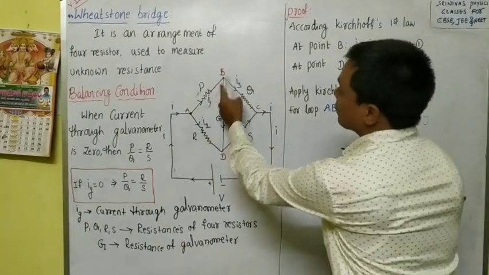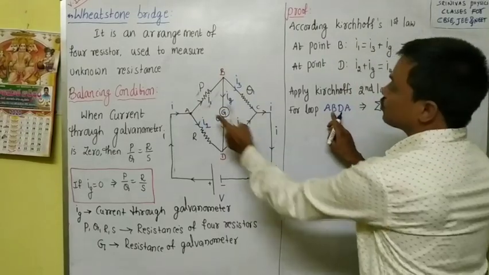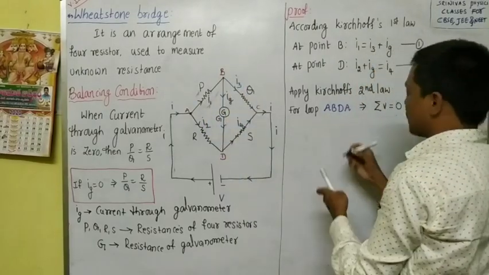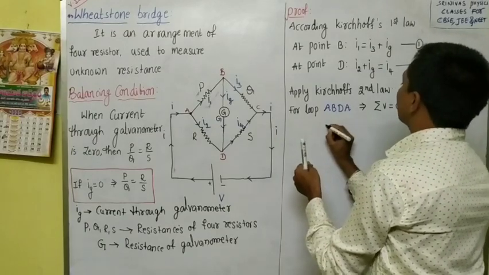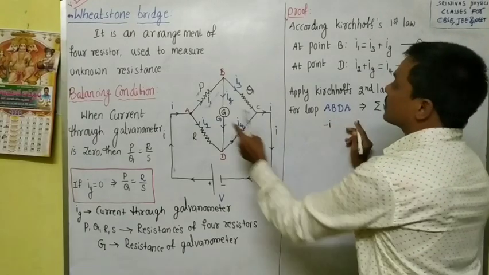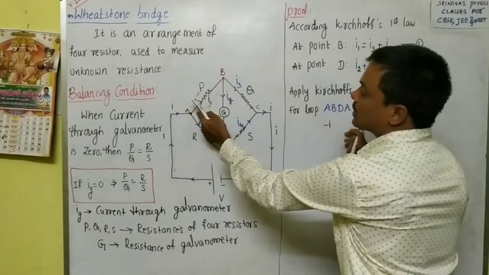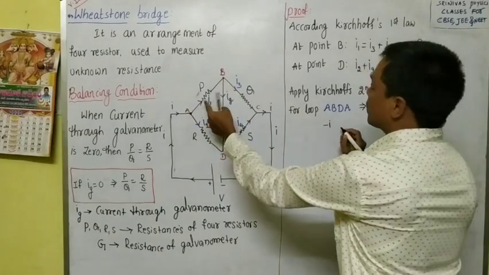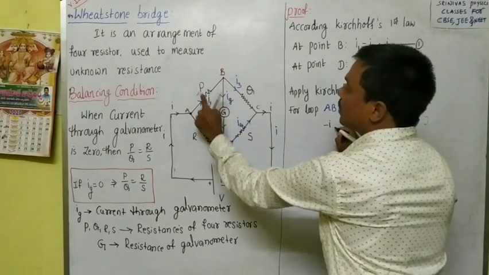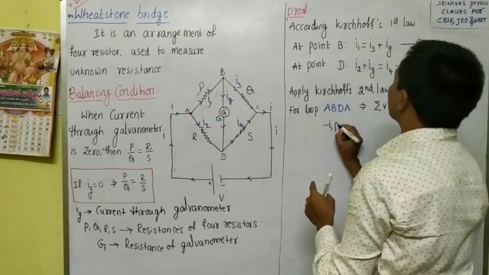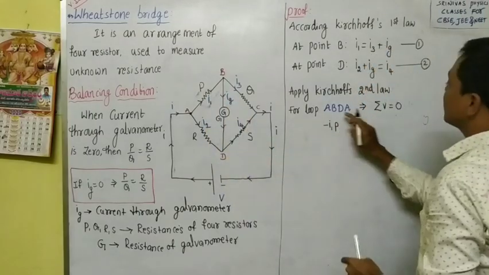You are going in the direction of the current, A to B first. Then what is the potential difference formula? According to Ohm's law, it is minus IR, right? If you go in the direction of the current, then you have to take the potential difference as negative. The potential difference is current into resistance, I1P, but you have to take minus. A to B is completed.